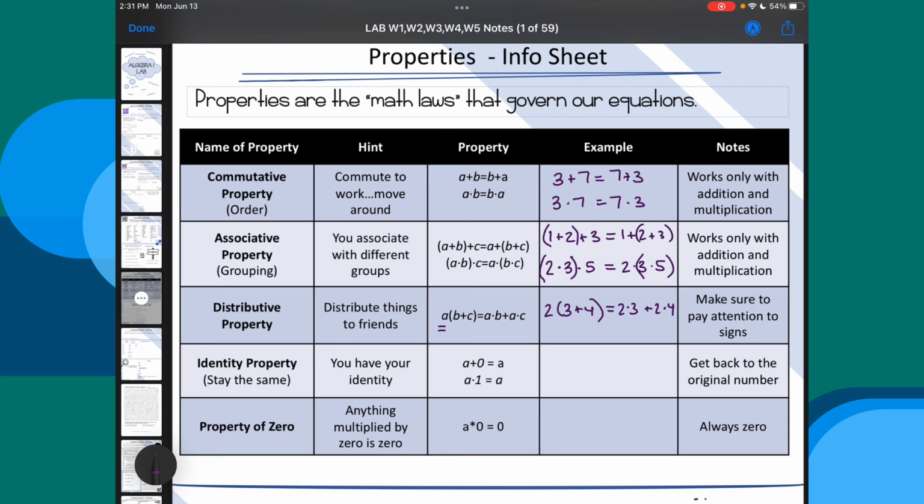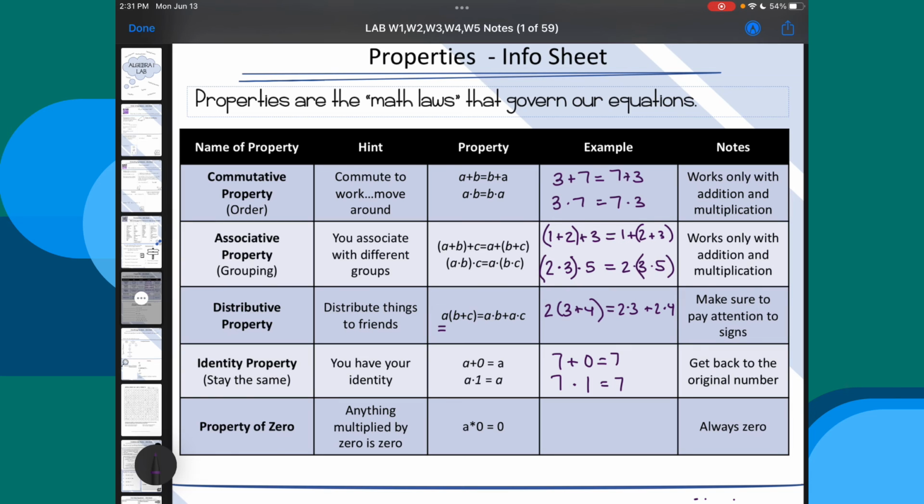The identity property keeps our numbers the same. So 7 plus 0 is still 7. So you have the identity property of addition. With multiplication, it would be 7 times 1 gets us back to 7.